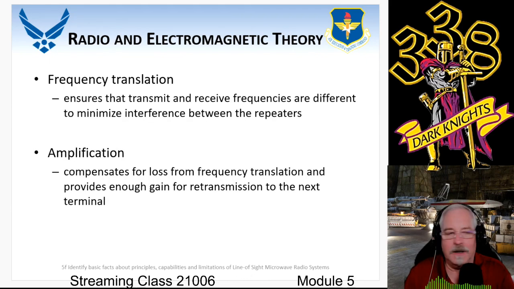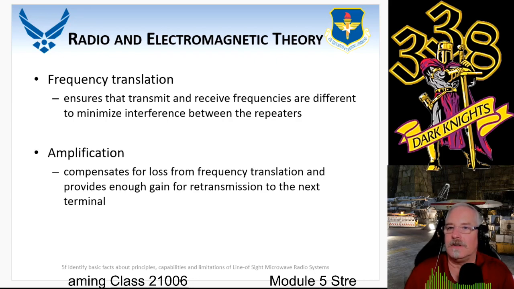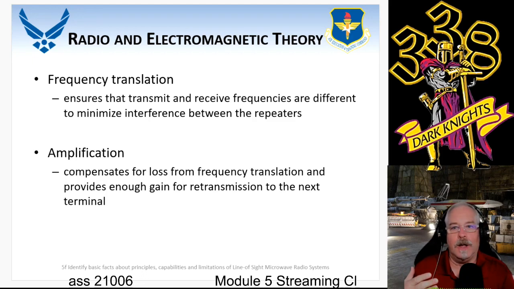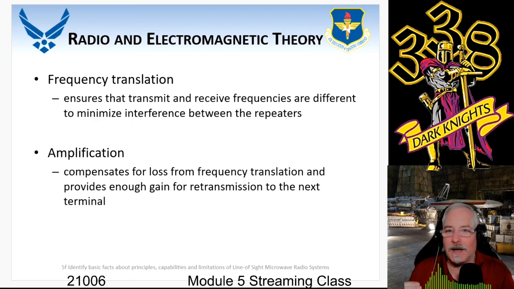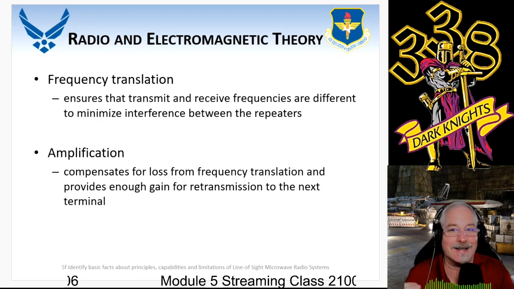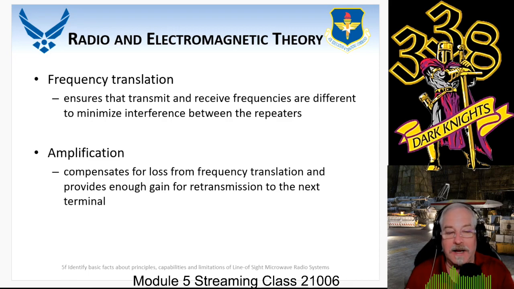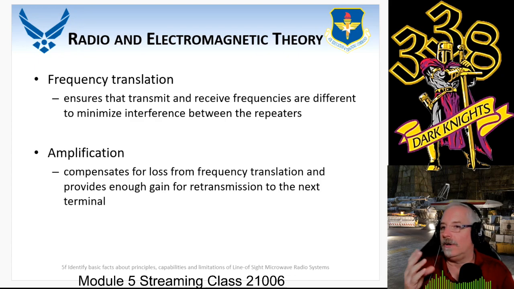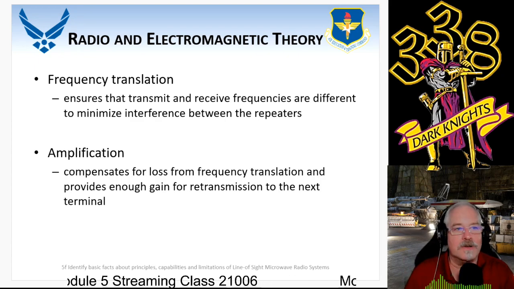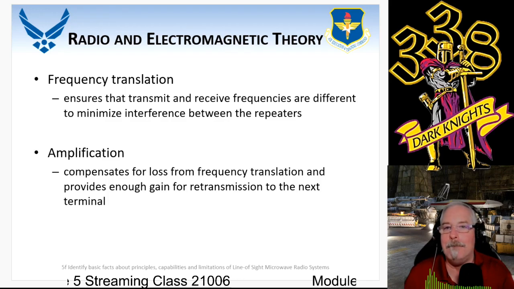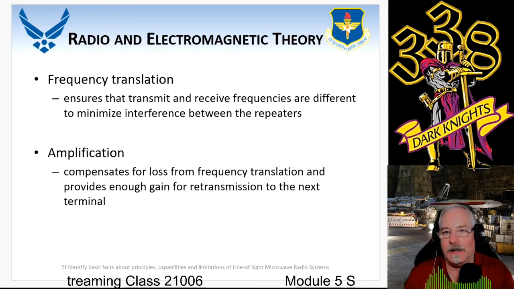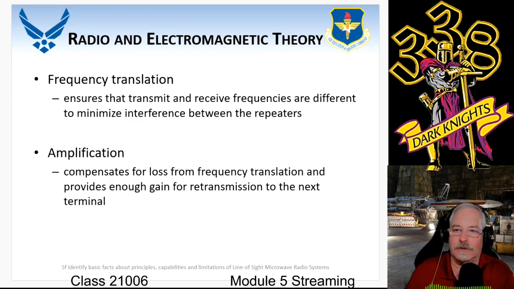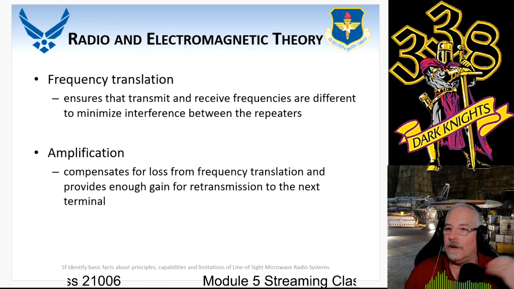Let's take a look at each one of them individually. The idea behind frequency translation is we're taking the receive frequency. When you retransmit it, it doesn't make any sense to retransmit it as the same frequency as you received it. Why? It's going to interfere. So there is that frequency translation where you flip it to another frequency. Normally it's about 200 megahertz at a minimum to retransmit it as a different frequency. So let's just say that you're at 100 megahertz, that's what your receive frequency is.